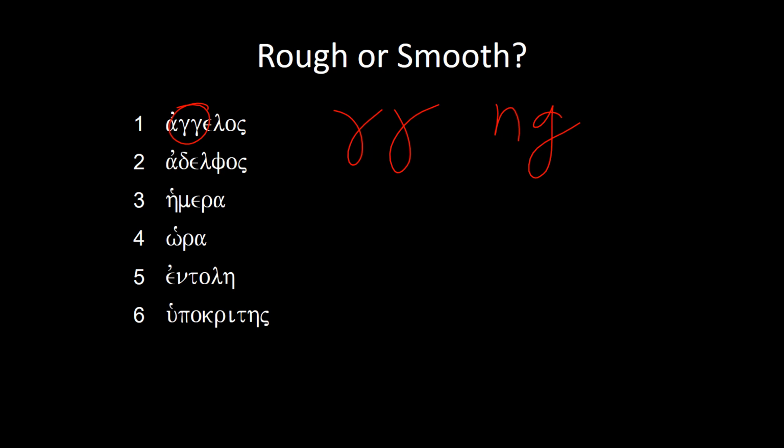And then here, number 6, hopefully you're not one of these, although all of us are at some point. Hupokrites. This is the word for a hypocrite. Is that rough or smooth? Hupokrites. That one is rough.